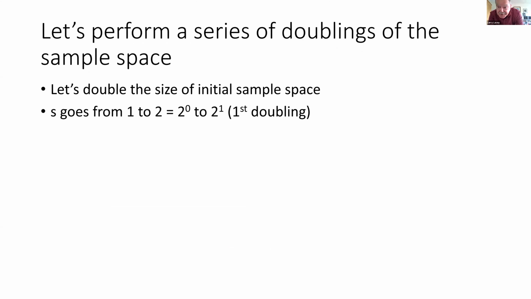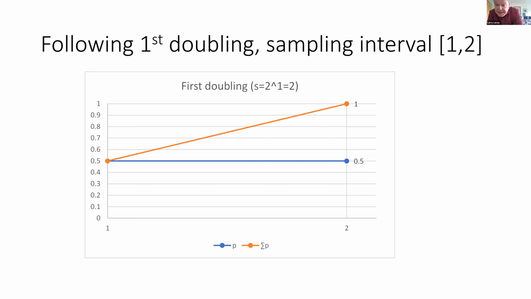Okay, so let's do the first doubling. So what's going to happen to the sample space? It's going to go from 1, 1 to 1, 2. So the sampling interval is now 1, 2. Remember, it's 1/s, where s is the size of the sample space. So that's the first doubling.